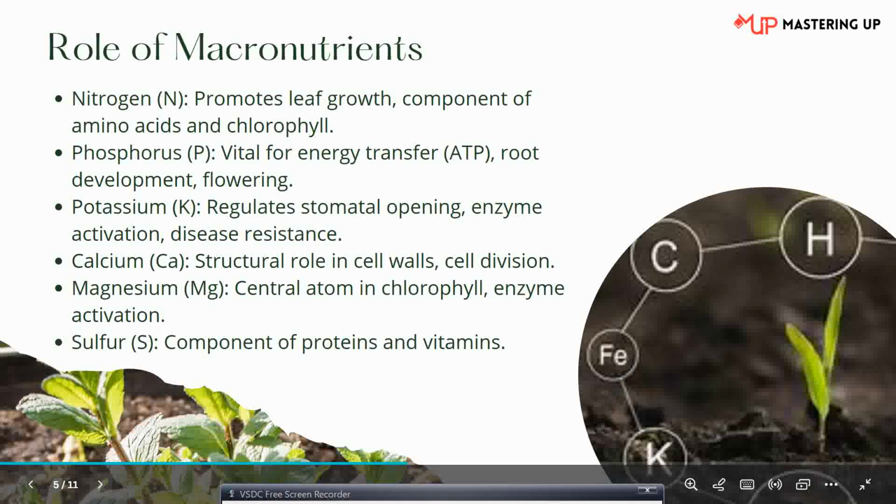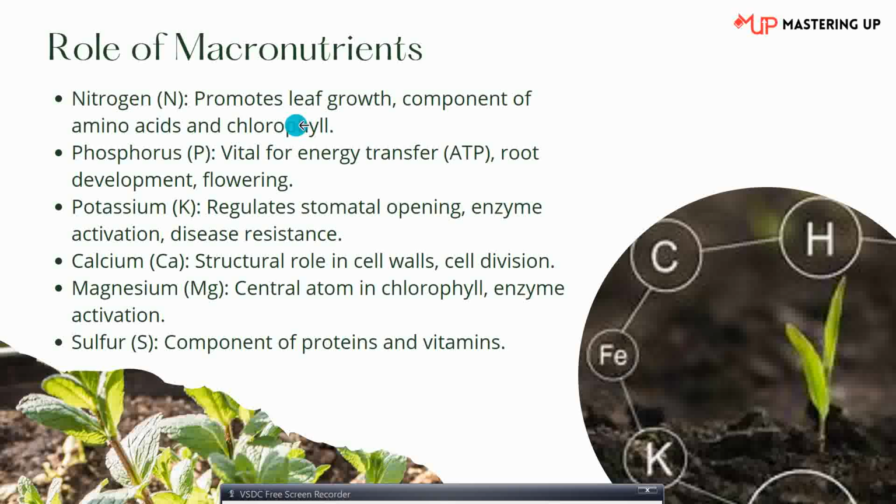Now coming to calcium, it has a structural role in cell wall and cell division. So, okay, calcium has a very important role in cell wall formation and cell division. Now magnesium, it is the central atom in chlorophyll, and it also helps in enzyme activation. So magnesium is the central atom in chlorophyll. In chlorophyll, you know, pyrrole rings are present, and this magnesium is connected to the nitrogen. Here also I said nitrogen is there.